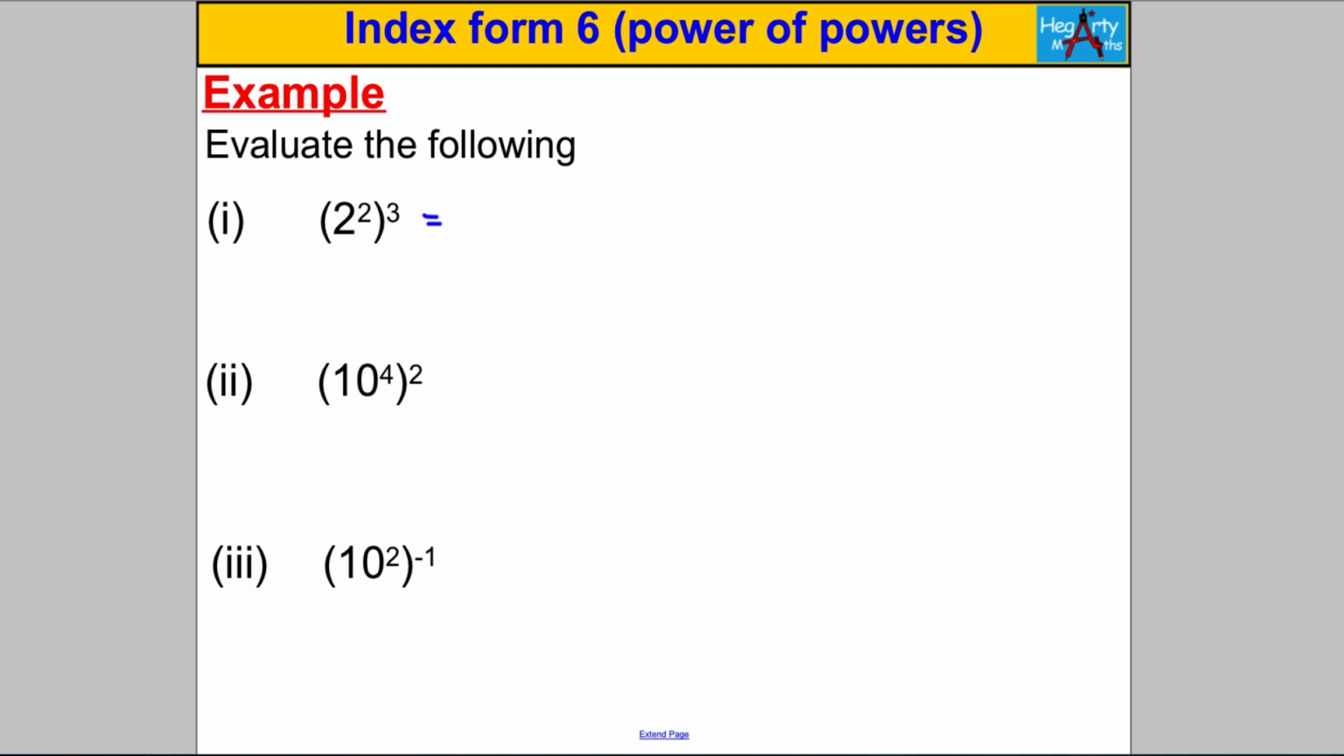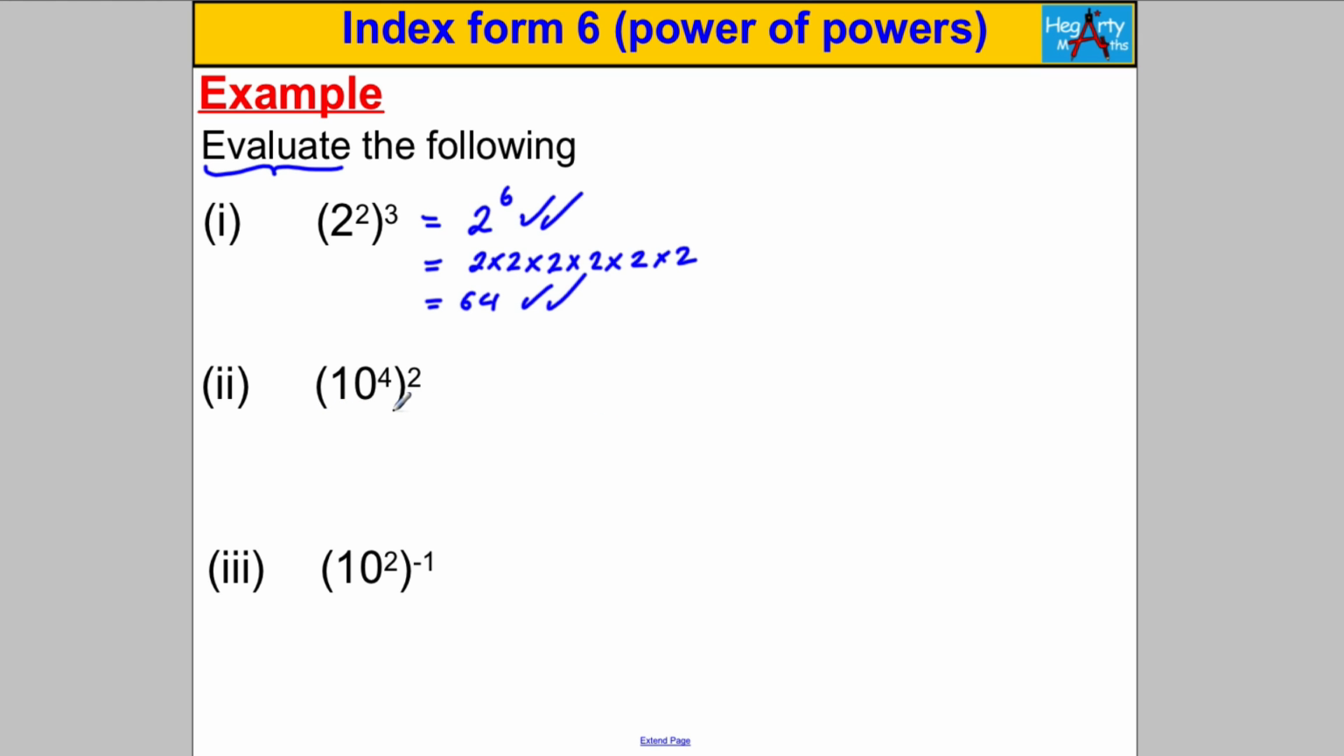Okay, here 2 squared to the power of 3 is going to be 2 to the power of 6. Now can we work out 2 to the power of 6? It's 2 times 2 times 2 times 2 times 2 times 2. 2 times 2 is 4, times another 2 is 8, times another 2 is 16, times another 2 is 32, times another 2 is 64. Because they said evaluate, we needed to give the number answer.